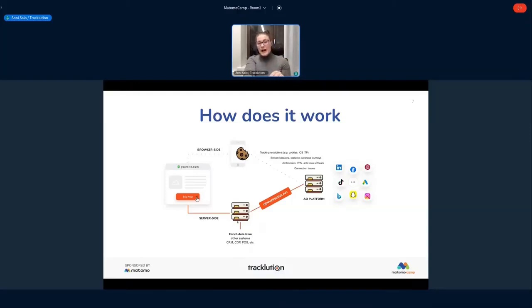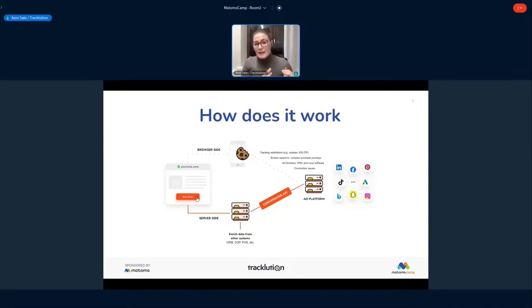From the regulatory perspective, this is also super transparent. You always have full visibility and full control into what is being collected to your server and what is being forwarded to the ad platforms from your server. So you know what you collect, how you process the data, and what data you deliver forward.